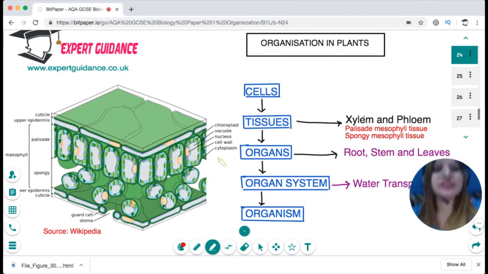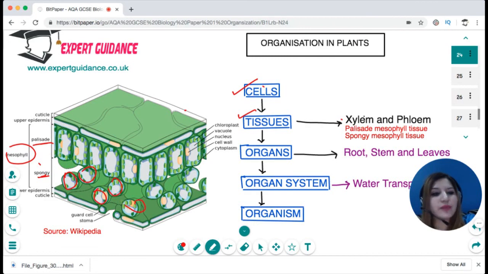Now we have discussed organization in animals. Now let's discuss organization in plants. The plant cell is there. We discussed the plant cell in the cell biology video. Then the plant cells get organized into tissues: xylem, phloem, and the palisade and spongy mesophyll. These are the tissues. You can see spongy cells are the ones which have greater air spaces between them but are photosynthetic. The palisade cells are arranged next to each other, which are also photosynthetic.